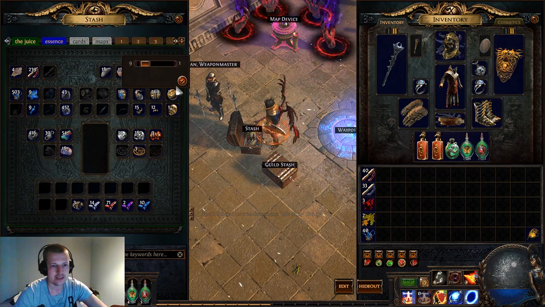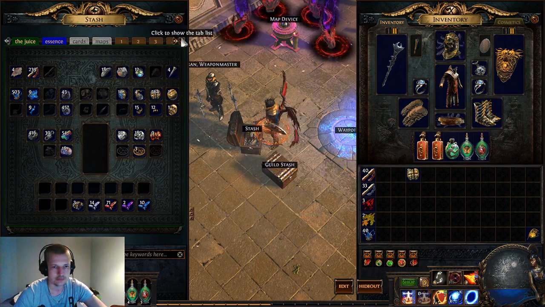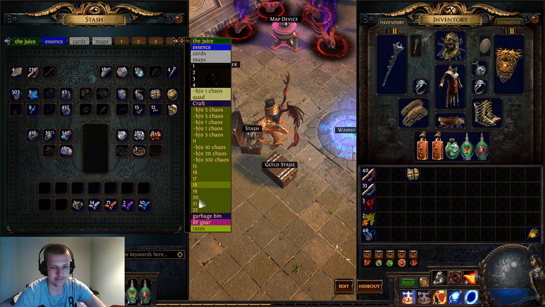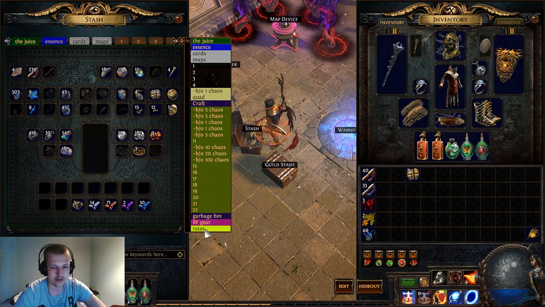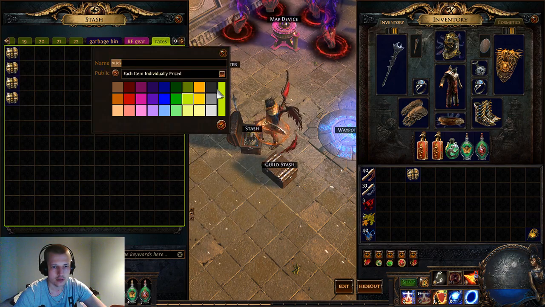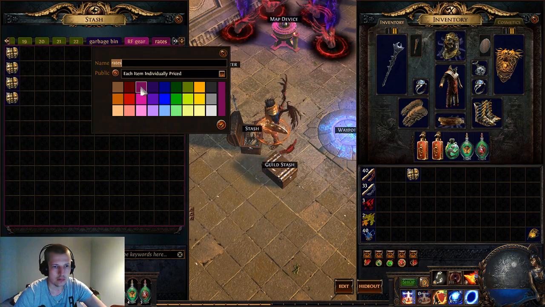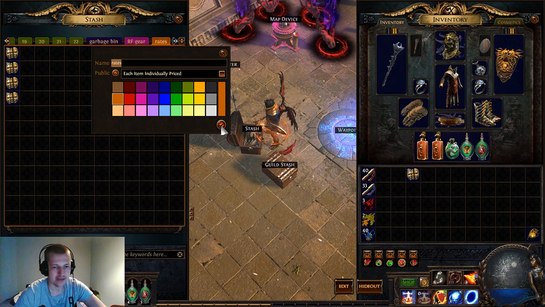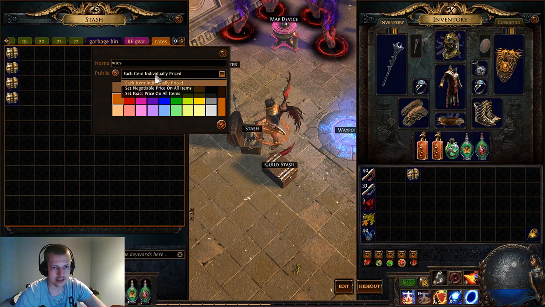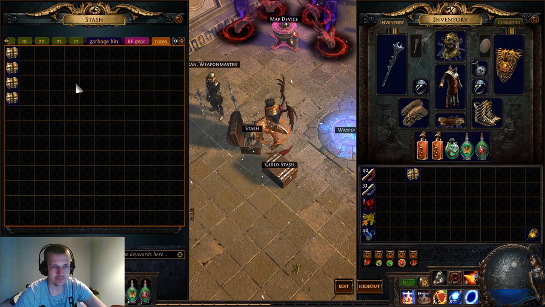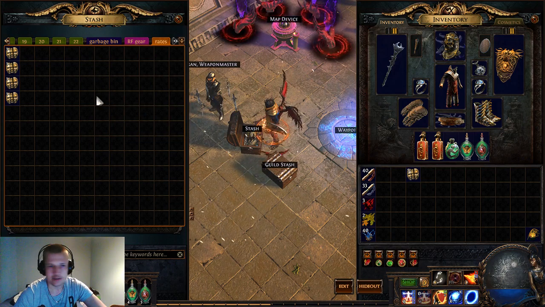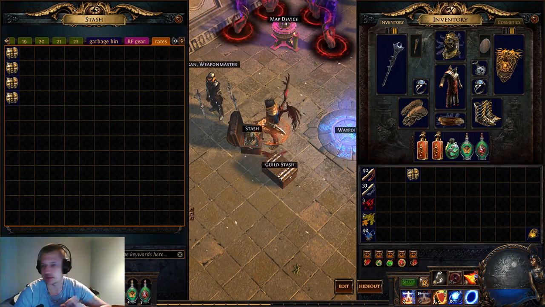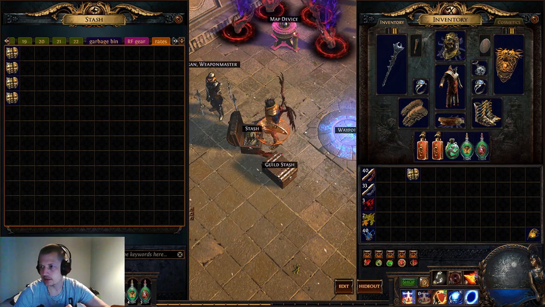For this you need a couple of chaos. You need one premium tab, which we have here, and each item individually priced. Now, next thing is, let's start with regals. Okay, so we want regals.